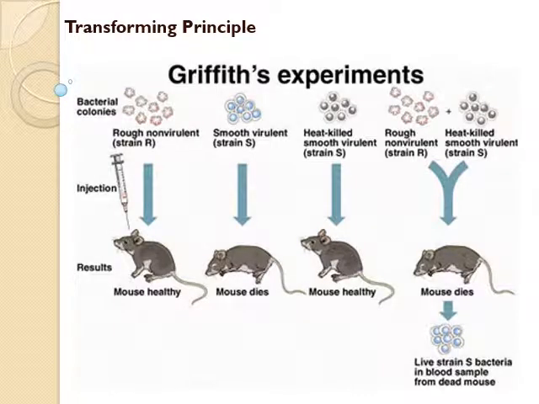Let's see transforming principle. This was experimentally proved by Frederick Griffith in the year 1928. For his experiments, he used one bacterium, that is Streptococcus pneumoniae, which causes pneumonia. According to him, when these bacteria are grown on a culture medium, some bacteria produce smooth shiny colonies, that is termed as S strain, while others produce rough colonies, that is termed as R strain.